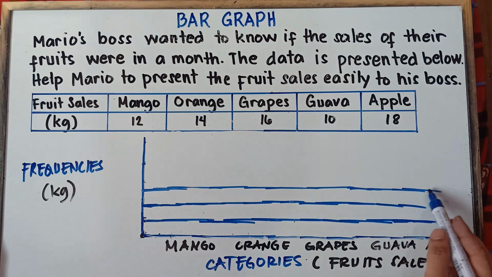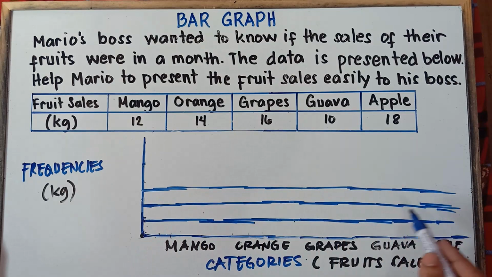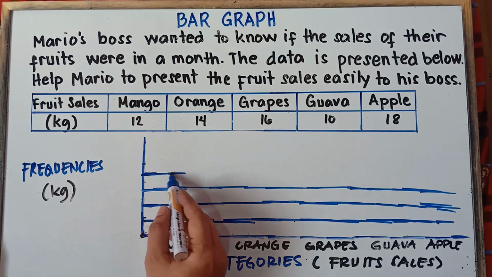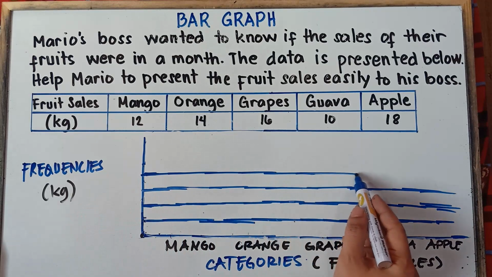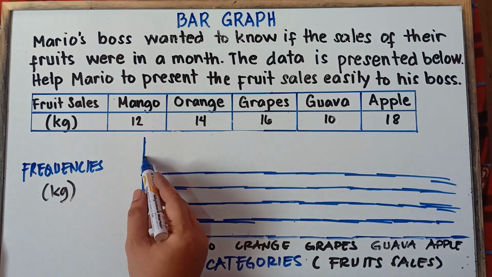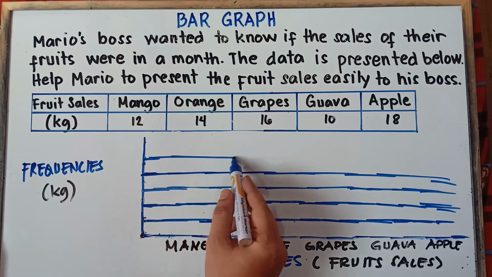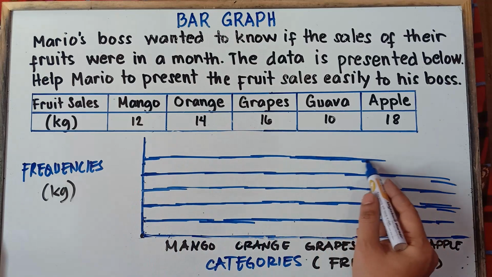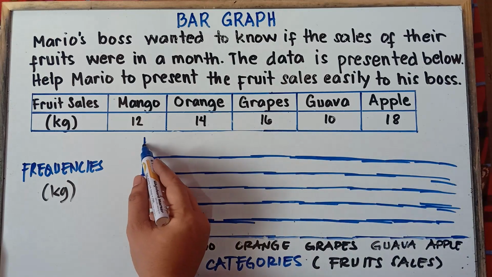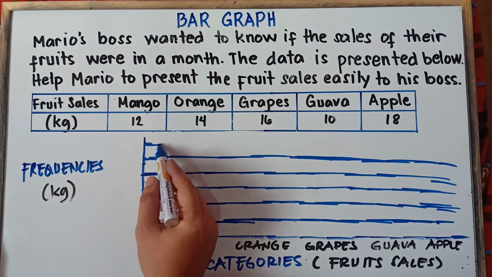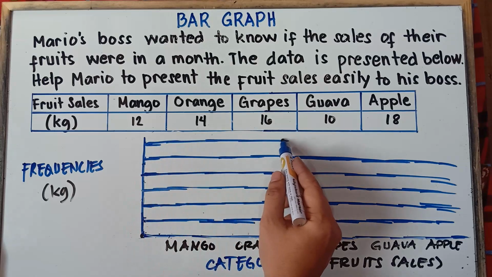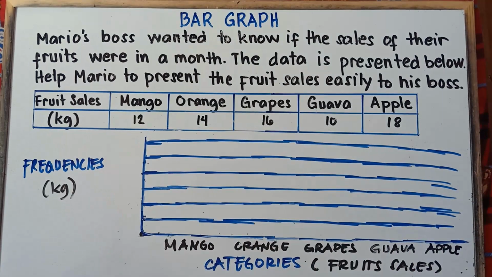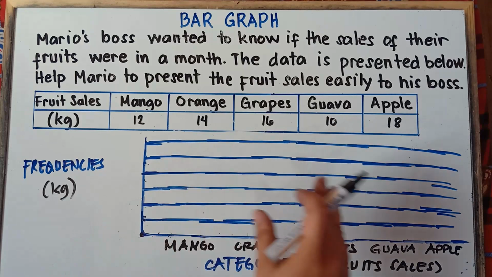The use of these lines, class, is for us to be guided in labeling the frequencies. So draw another line. If you have enough space, class, you can draw as many horizontal lines as you can. On my end, we don't have enough space. It must be equal in distance. And the next step, class, we can now label the frequencies.